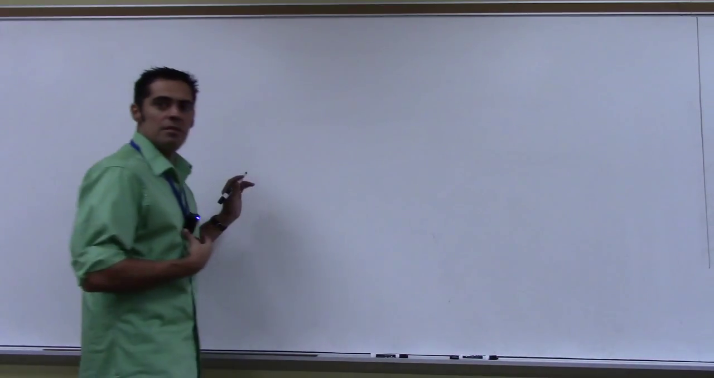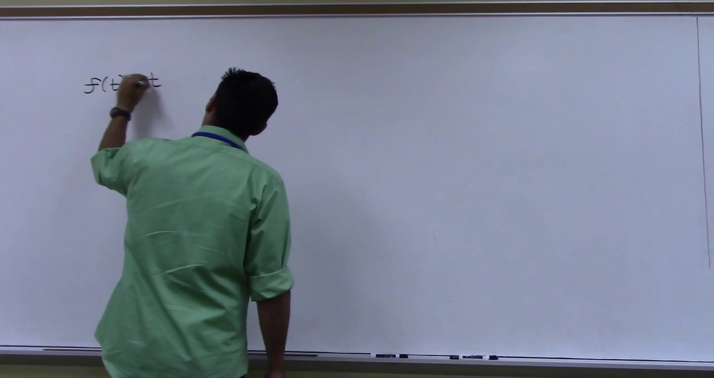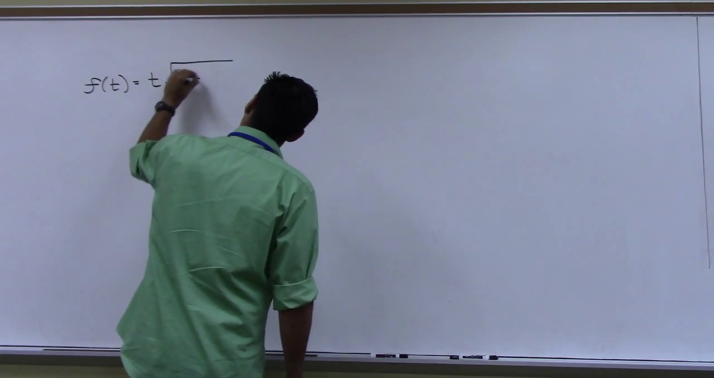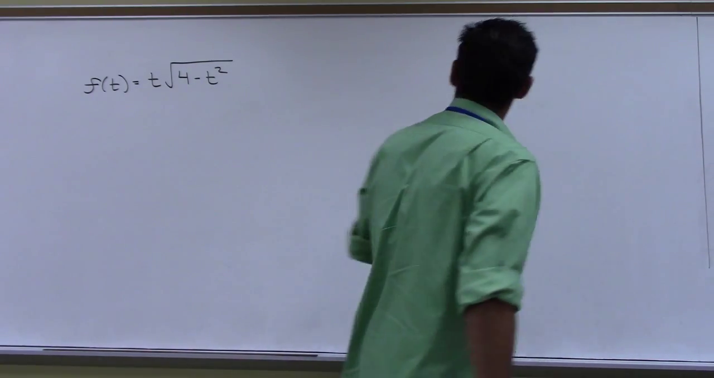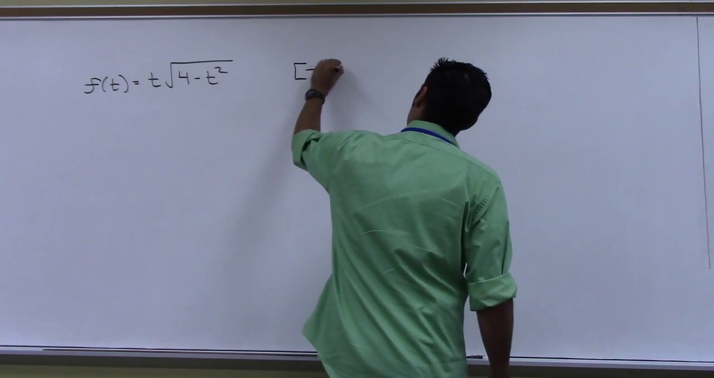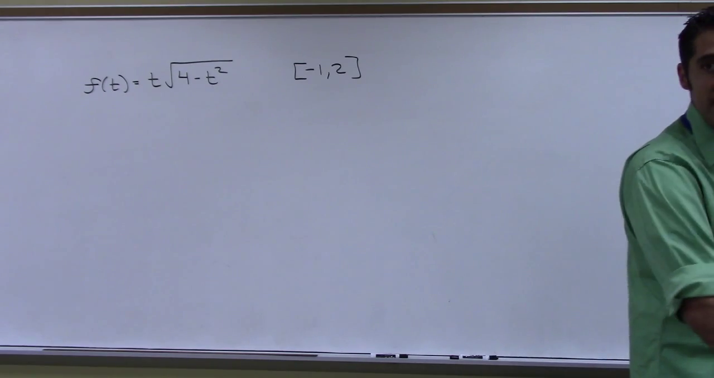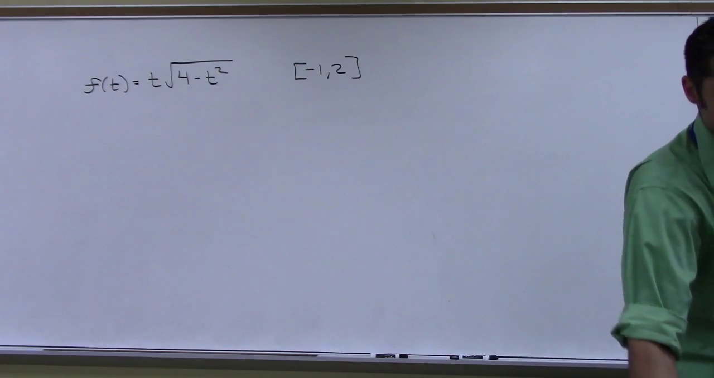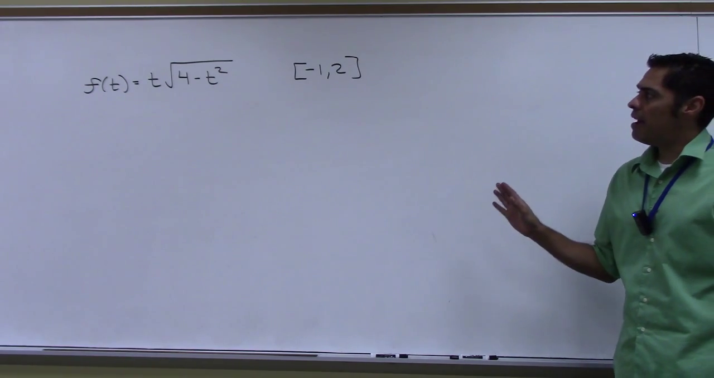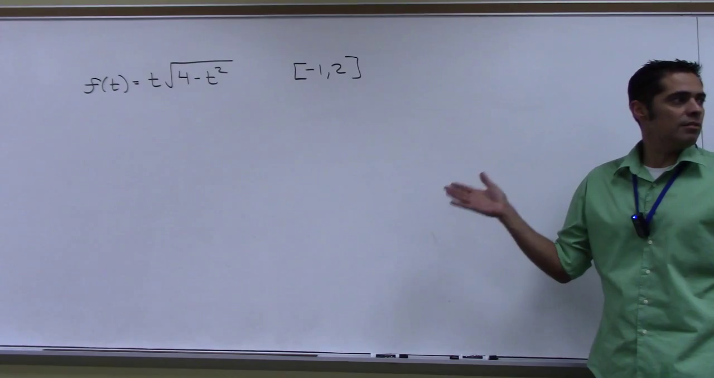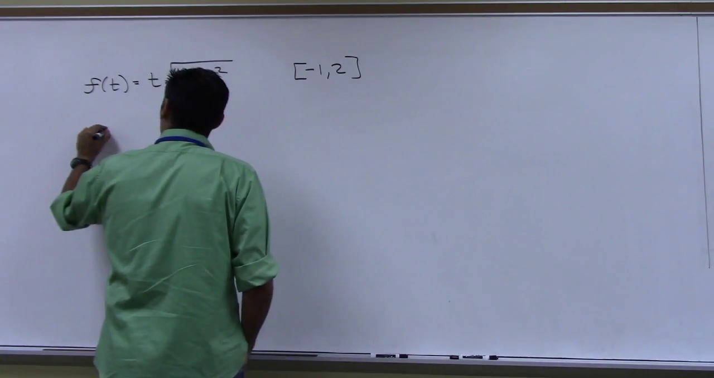So should I start this thing? Yes. F of t is t root 4 minus t squared, and we're given the interval -1, 2. All right, so we're trying to find the maximum and minimum values of this function on a closed interval. So let's make sure that our function is continuous, because we need that in order to use what we learned. So is it continuous? Yes.